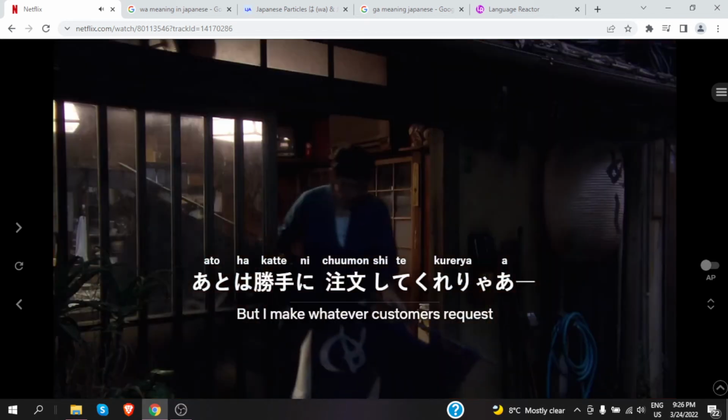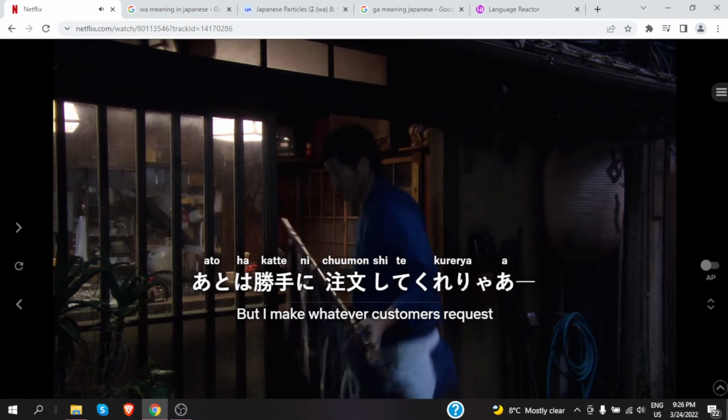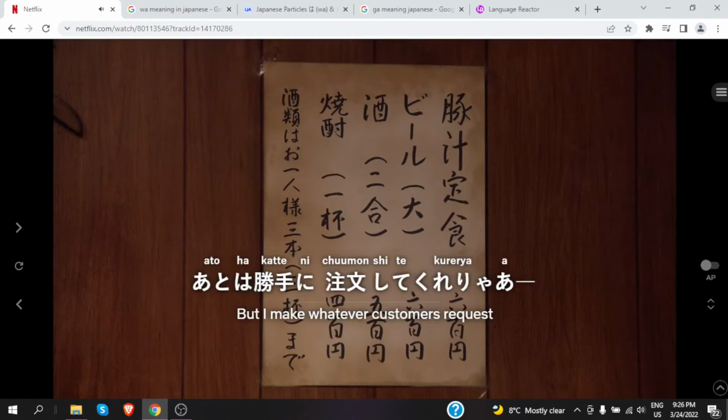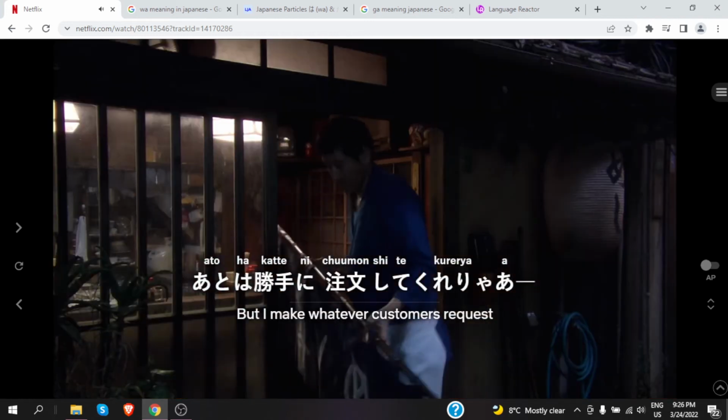あとは勝手に注文してくれりゃ。 Wait. Let me go back. I want to hear. メニューはこれだけ。 Menu wa kore dake. Okay. あとは勝手に注文してくれりゃ。 Ato wa. Okay, ato I know is after. And now we have this emphasis for the subject again. Ato wa.